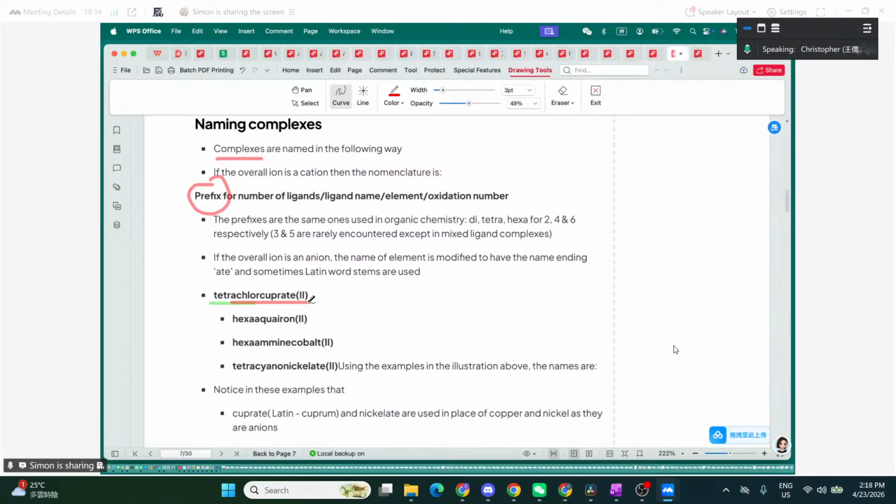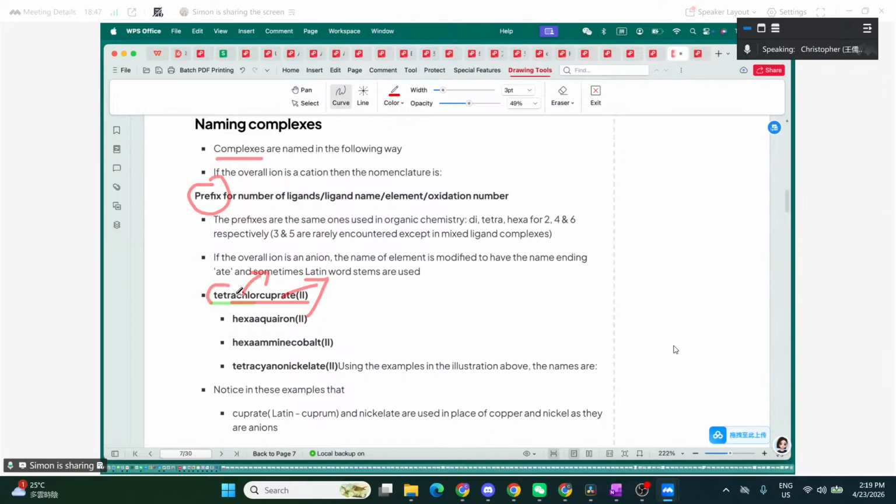I don't know what the chlorocuprate is. This one is a salt, a salt made of copper, and this one, chloro. Then what is the formula for the salt?